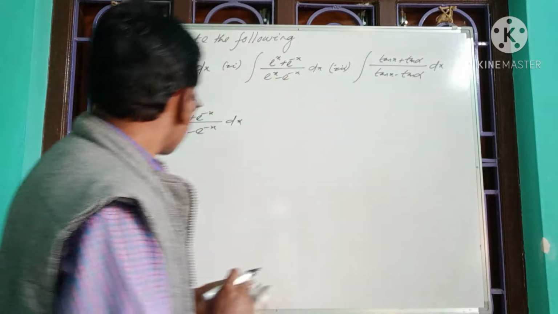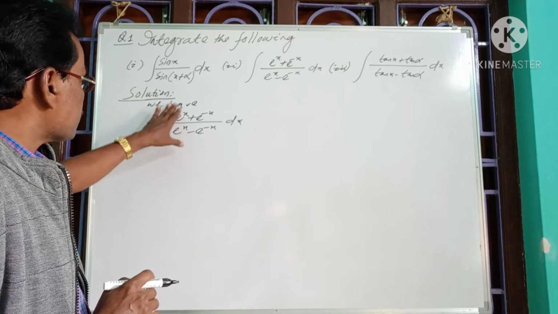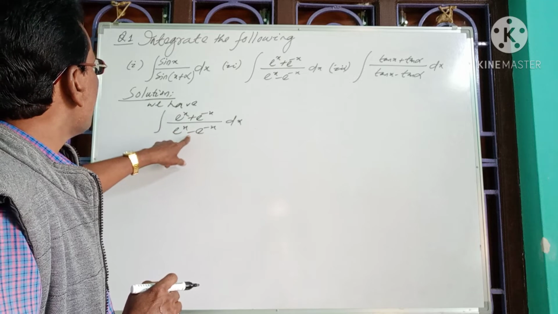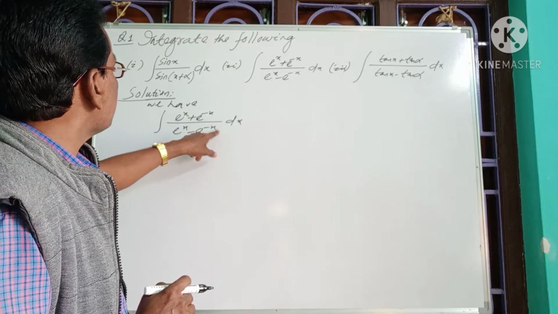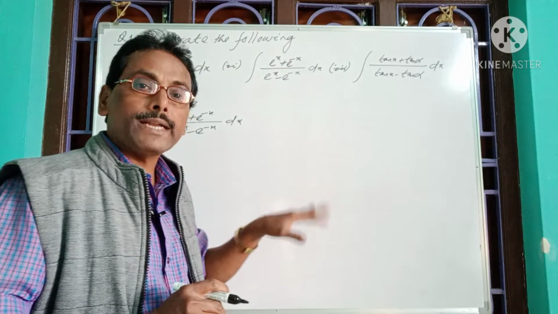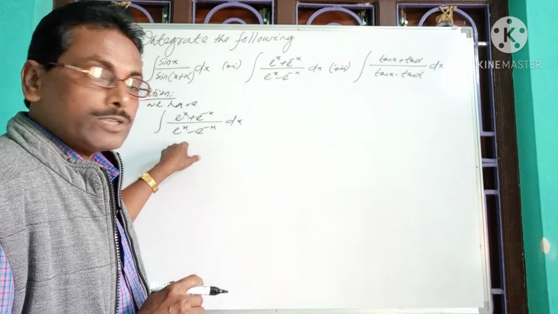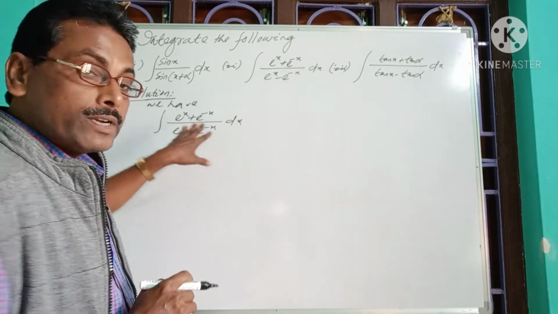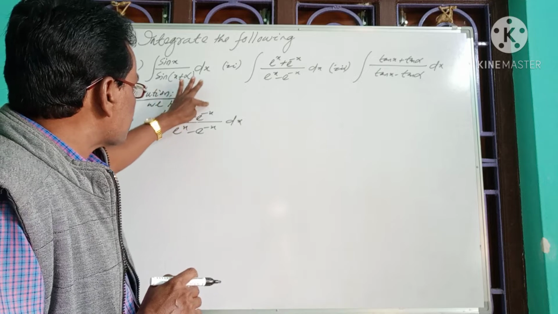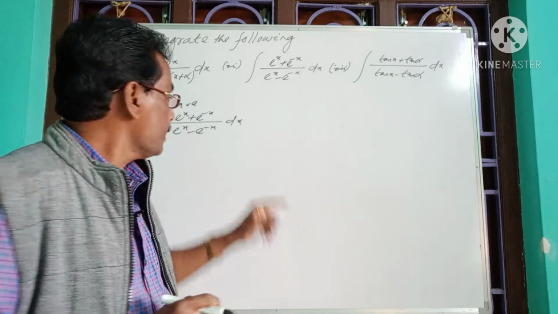So let us see the derivative of e^x. Now let us check: the derivative of e^x is e^x. Again, the derivative of minus e^(-x) is plus e^(-x). So before integrating we observe that if we differentiate the denominator, it will give us the numerator, that is e^x plus e^(-x). So the derivative of the denominator is equal to the numerator.